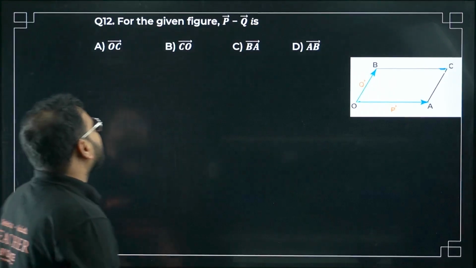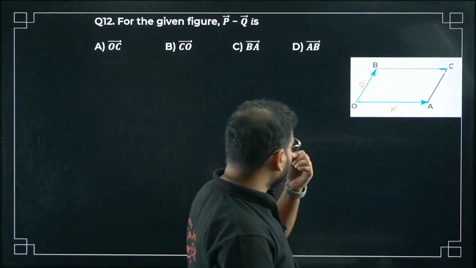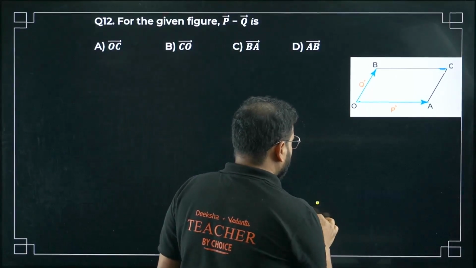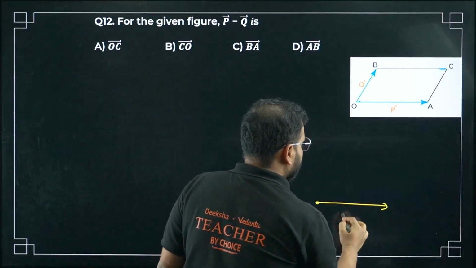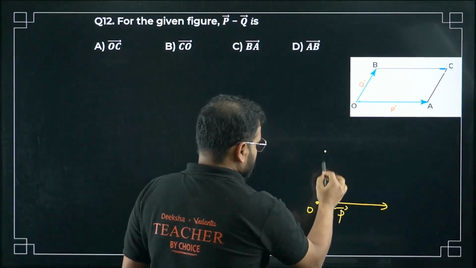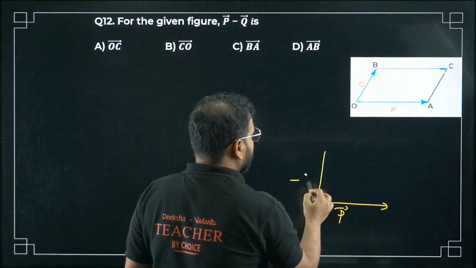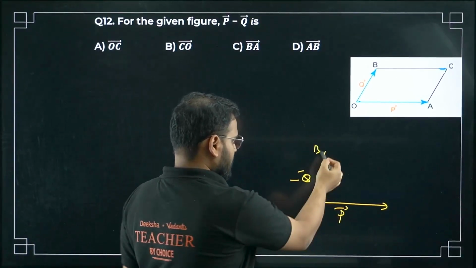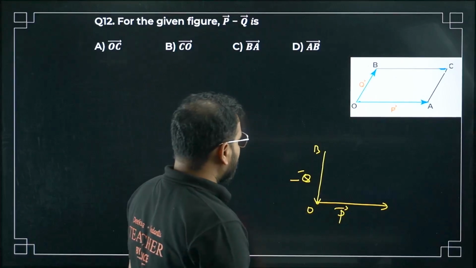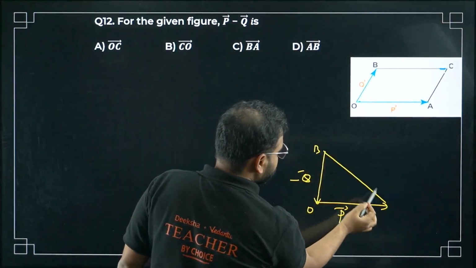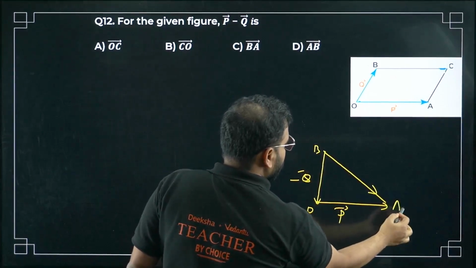Moving on, for the given figure, P minus Q is how much? I want minus Q, right? This is my point O. This is P, right? I want minus Q. I can change the direction of this. It will become minus Q now. This is B, right? This is the direction. Check this out. From B to O. I'm looking for P minus Q, so I can just simply add it. You'll get this as the answer. Correct, no?